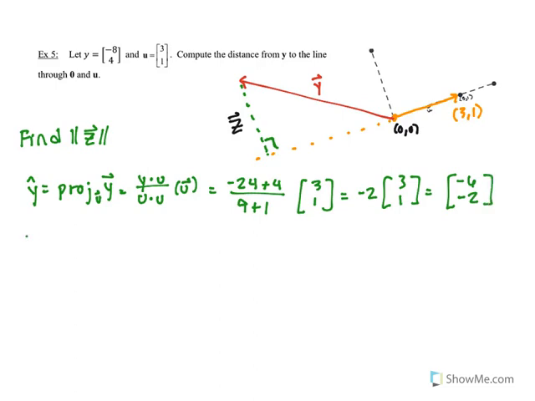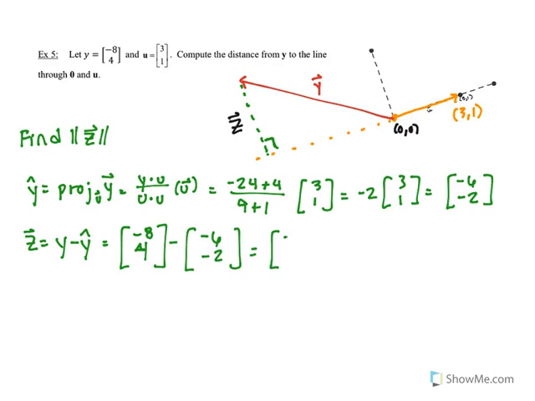Okay, all right, we're almost there. z will then be y minus y hat, because z and y hat are going to be orthogonal to each other. I know that they're orthogonal because y hat is parallel to u and z is perpendicular to u. Okay, so y is negative 8, 4, minus negative 6, negative 2, giving me negative 8 plus 6, which is negative 2, and 4 plus 2, which is 6.